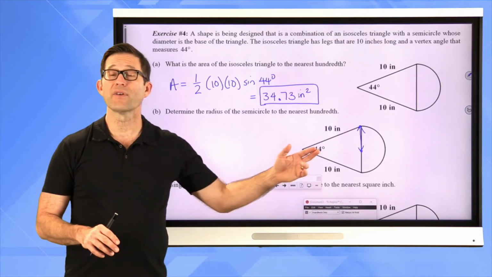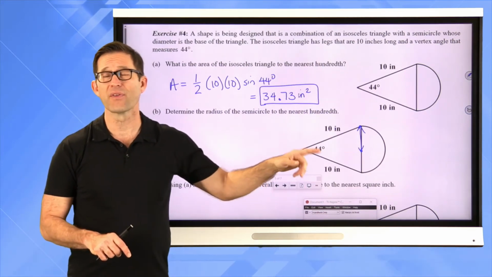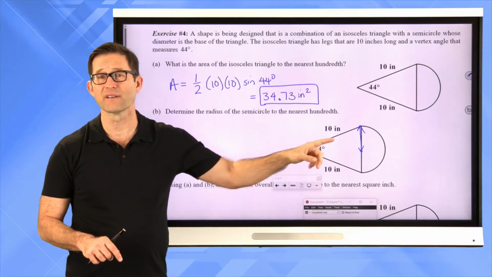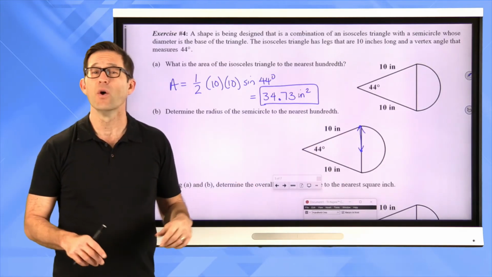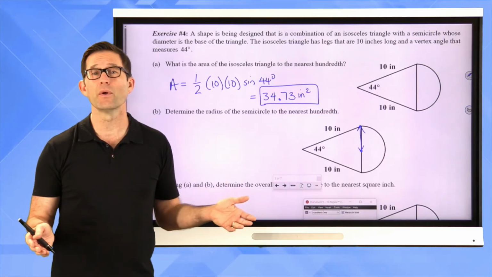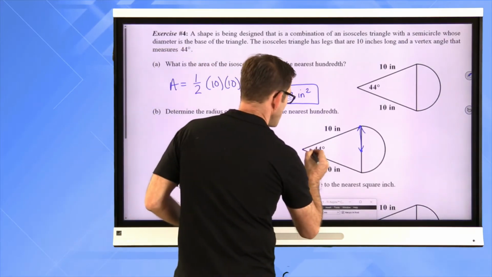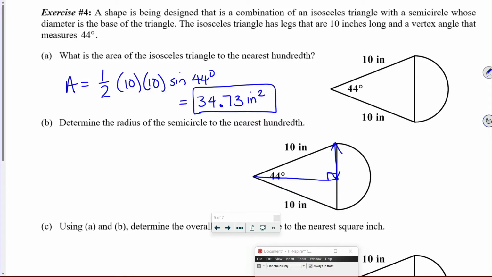Well, anytime we have an isosceles triangle, right, and we know the leg lengths or the base length, and we know one of the angles, either the vertex angle or either of the two base angles, we can figure out everything else by carving this isosceles triangle into two congruent right triangles and then using right triangle trig. In other words, I'm literally going to drop an altitude like this, right? That's going to give me a triangle that looks something like this. This is now 22 degrees. This is 10 inches. And actually, my radius is that, right?